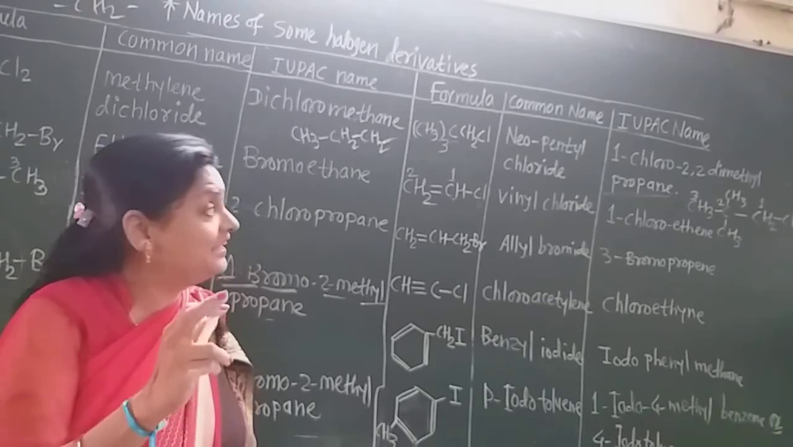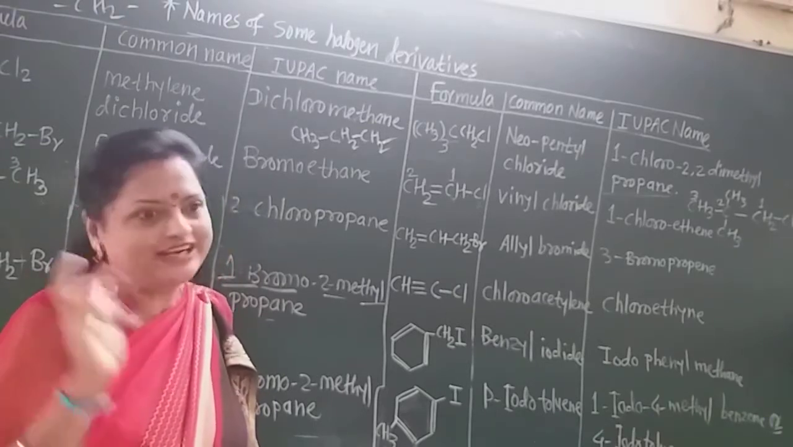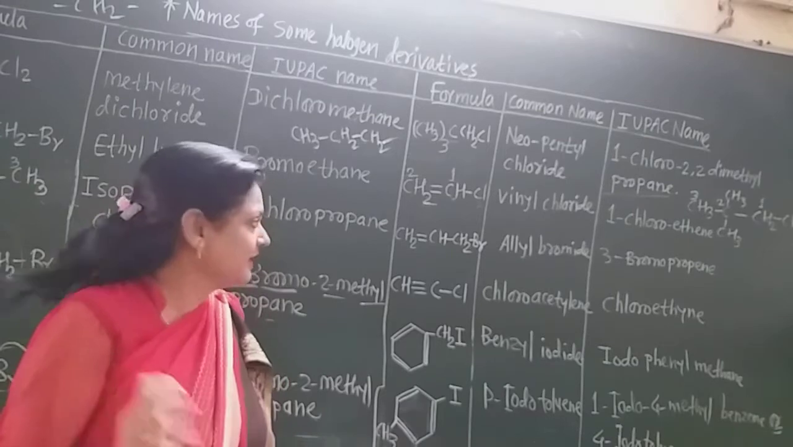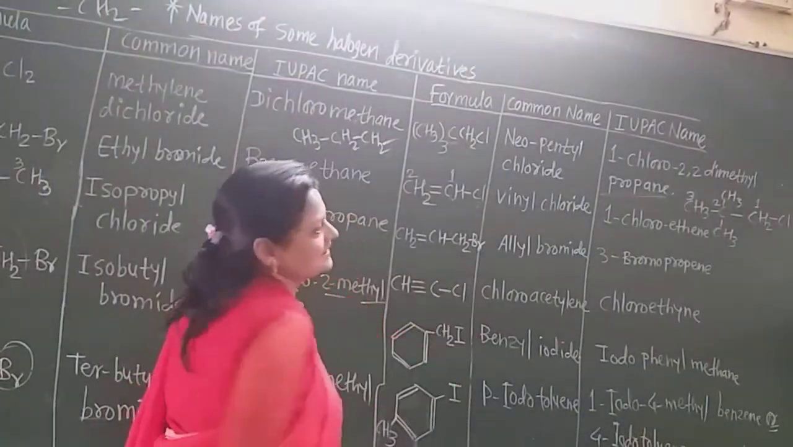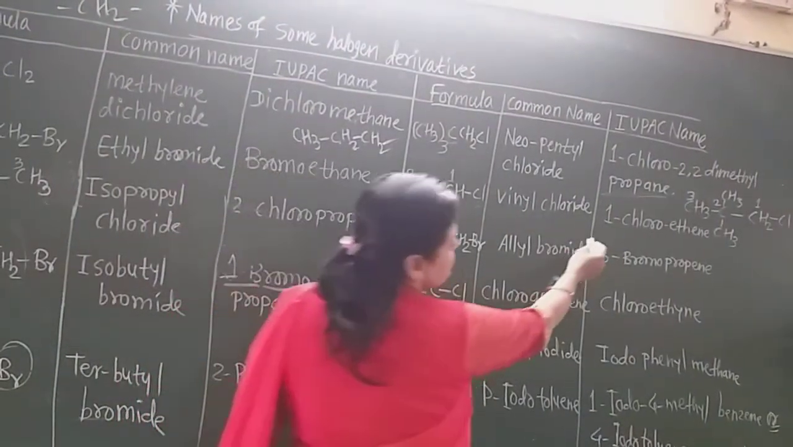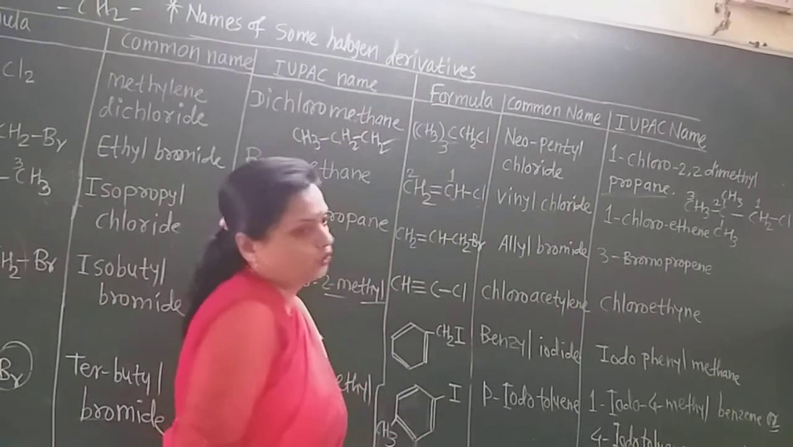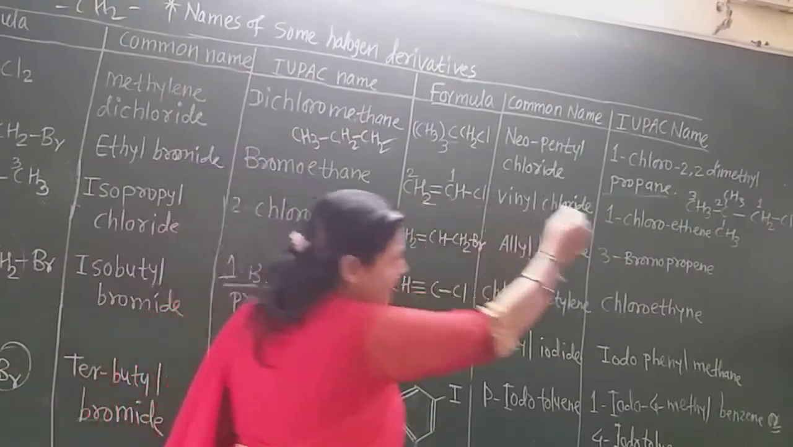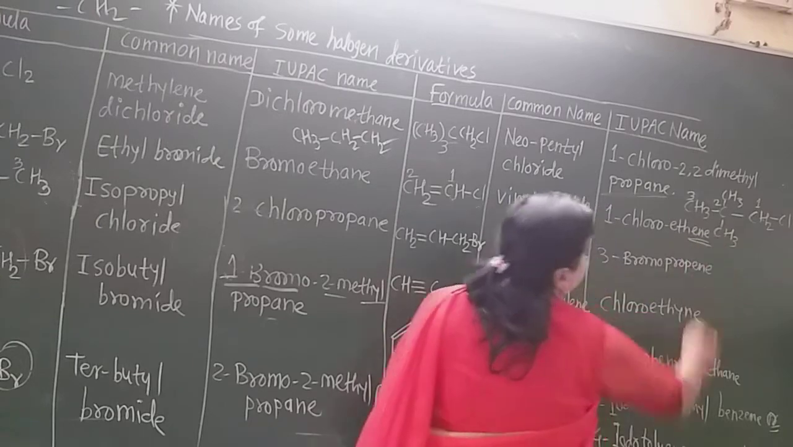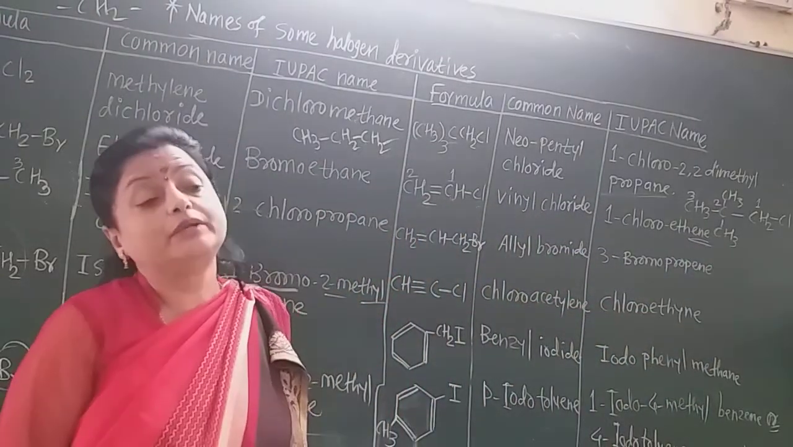But always think that, give the numbering from the double bond, but where is it nearer to the halogen? From that we must give the numbering. Now see here, in this case. Now do you understand this? This is 1-chloroethene. 2 carbons are there and a double bond, therefore ENE is there. If you write ANE, 0 marks will be there.